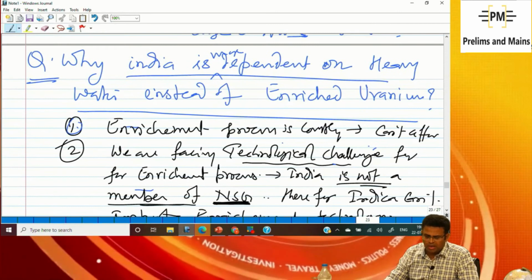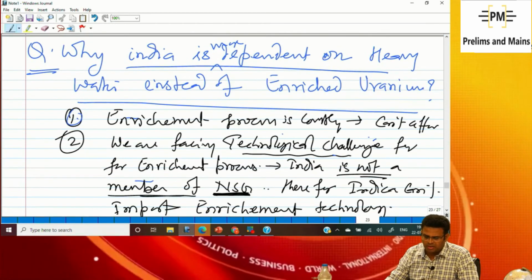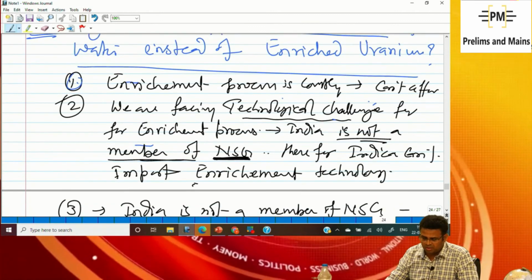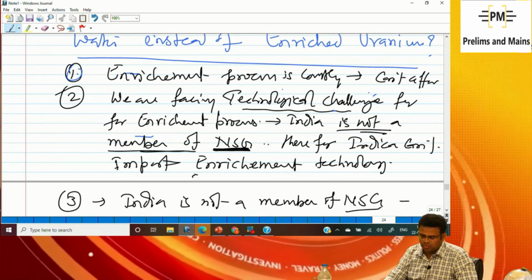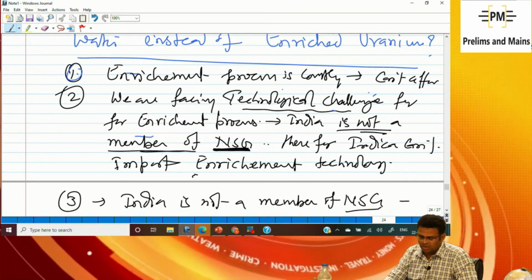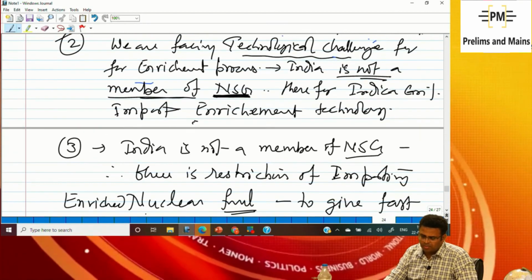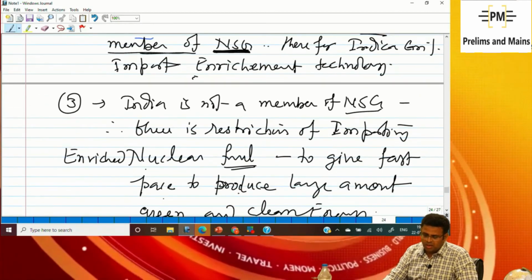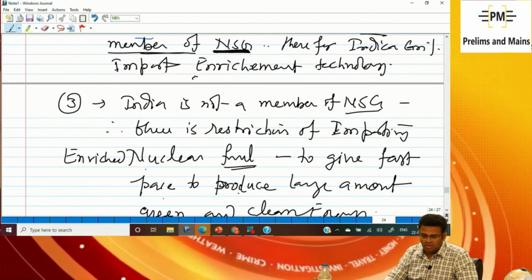Here is the question: why is India more dependent on heavy water instead of enrichment? I talked about how the Indian approach is costly, we can't afford it, and we are facing a technological challenge for the enrichment process. India is not a member of the NSG, therefore India cannot import enrichment technology. And because India is not a member of the NSG, there is also a restriction on importing enriched nuclear fuel.